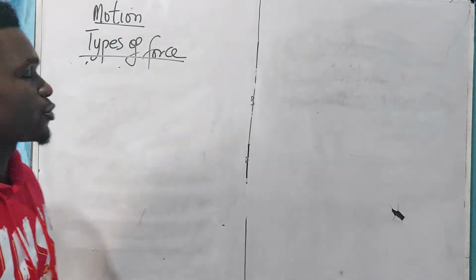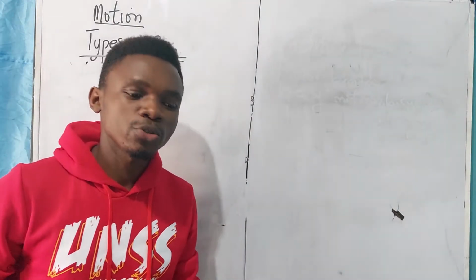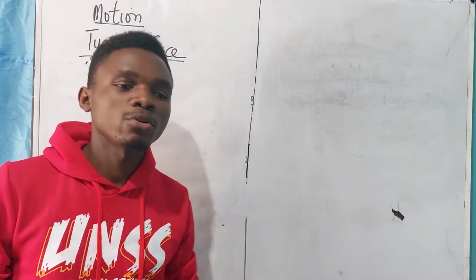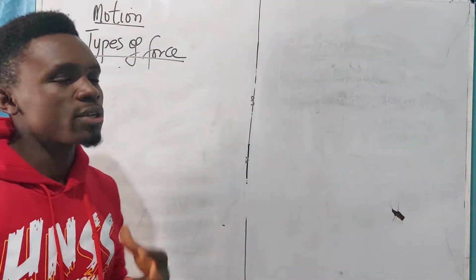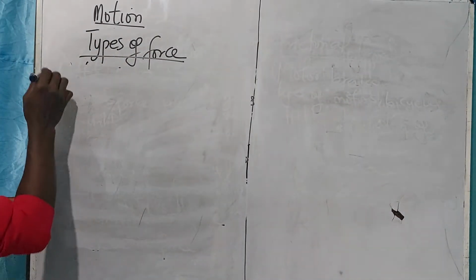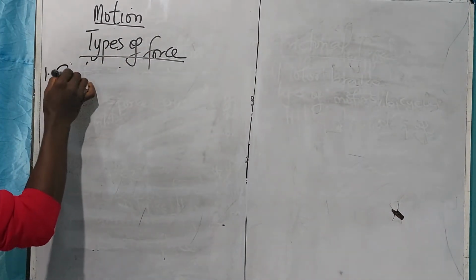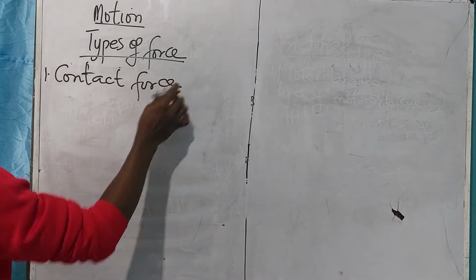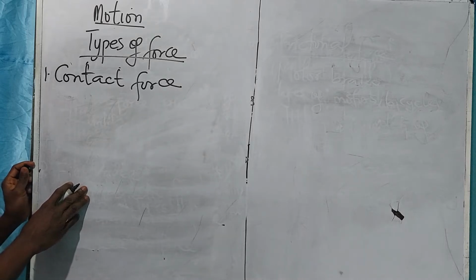Now, if a person asks you to list the types of force, you don't have to say electric force, magnetic force, and gravitational force. That would be a blunder to say that. Okay. Now we have contact force as a type of force.